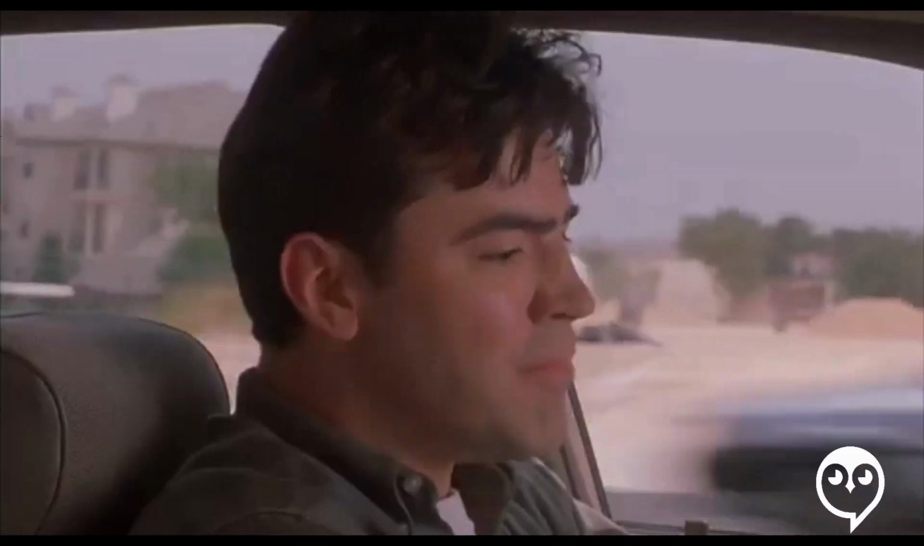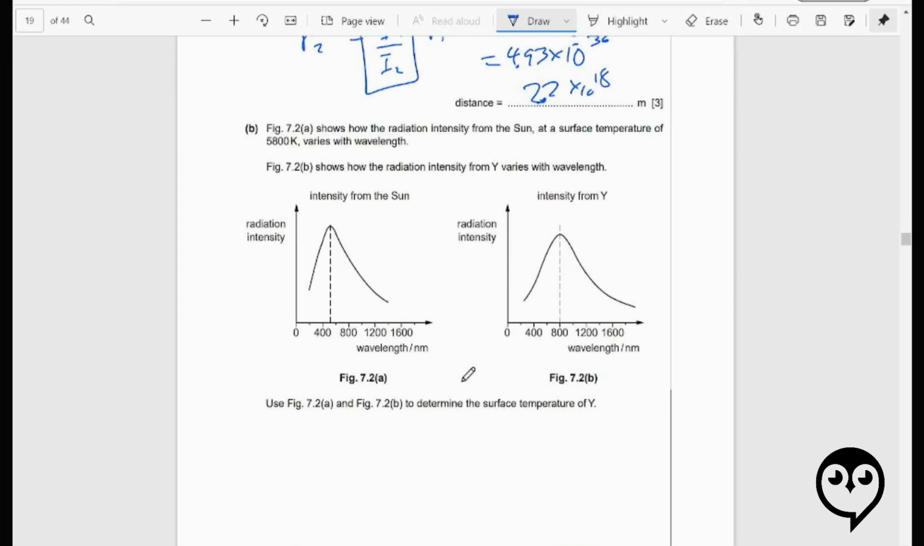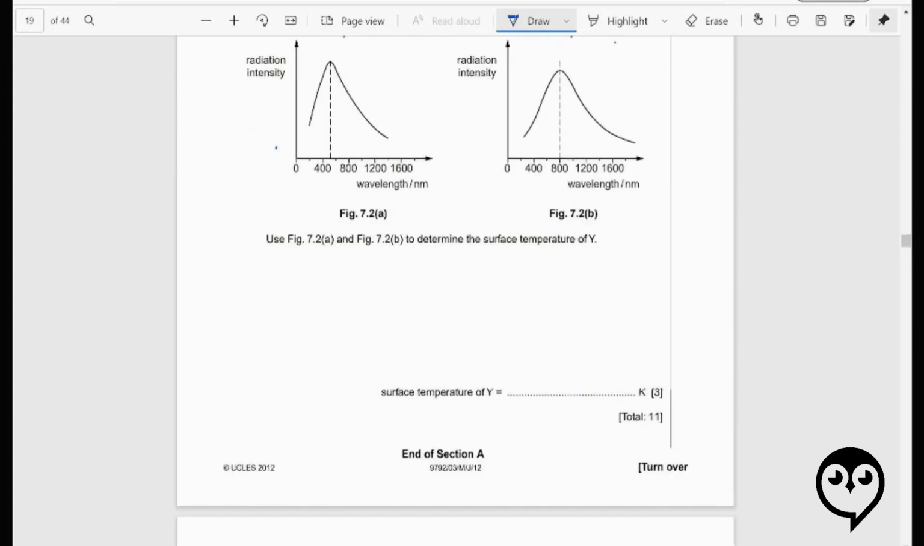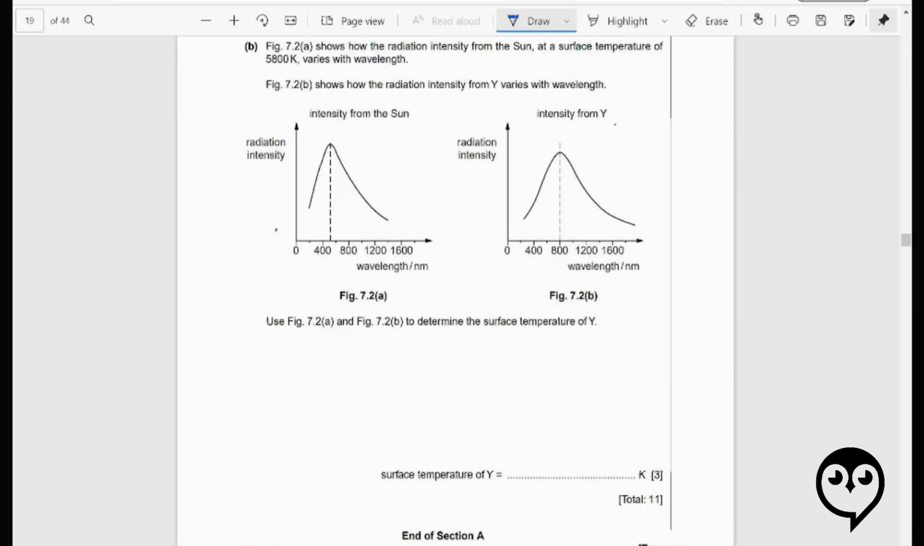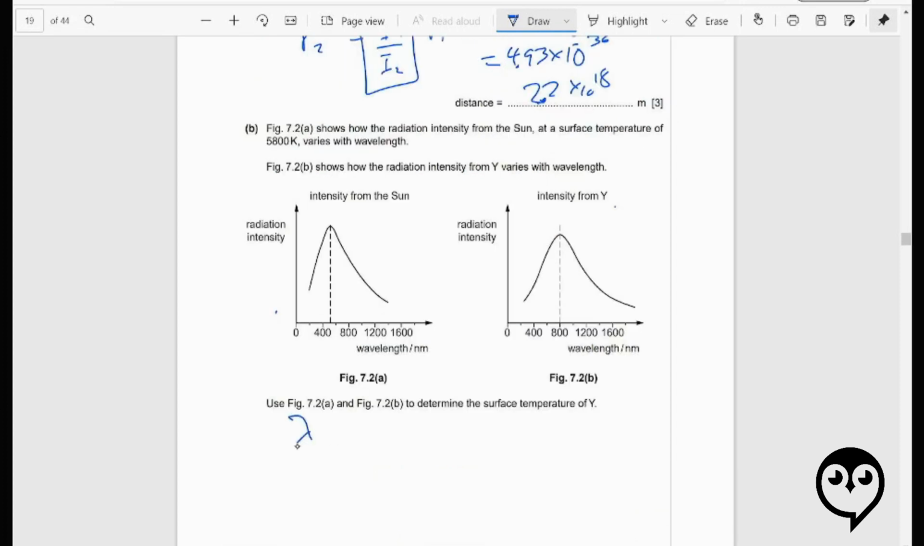Oh! Well, this is not a mundane detail, Michael! Right, let's take a look here. We've got two different graphs. This one shows the intensity from the sun, and this is the intensity from Y. Use these figures to figure out the surface temperature of Y. I think we're heading into Wien's law territory again. Here's the sun, and this will be Y, won't it? We want to find the surface temperature of Y, so it's going to be a ratio of these maximum intensity wavelengths.